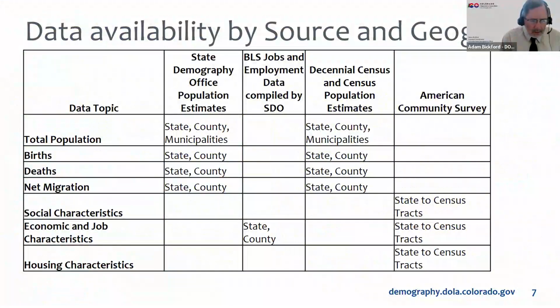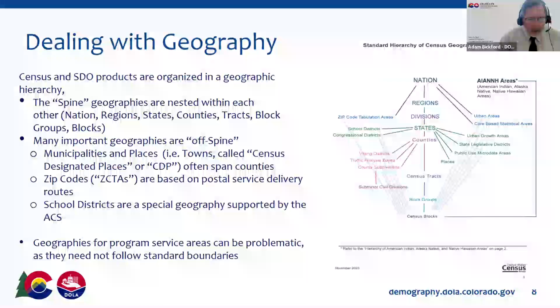So this, again, just sort of lays out the data and the geographies that we have available. And as you can see, everything that is about social characteristics and most of our information about jobs and housing comes from the American Community Survey. So we talk about geography. We're demographers. Everything that we do is relative to a defined place.